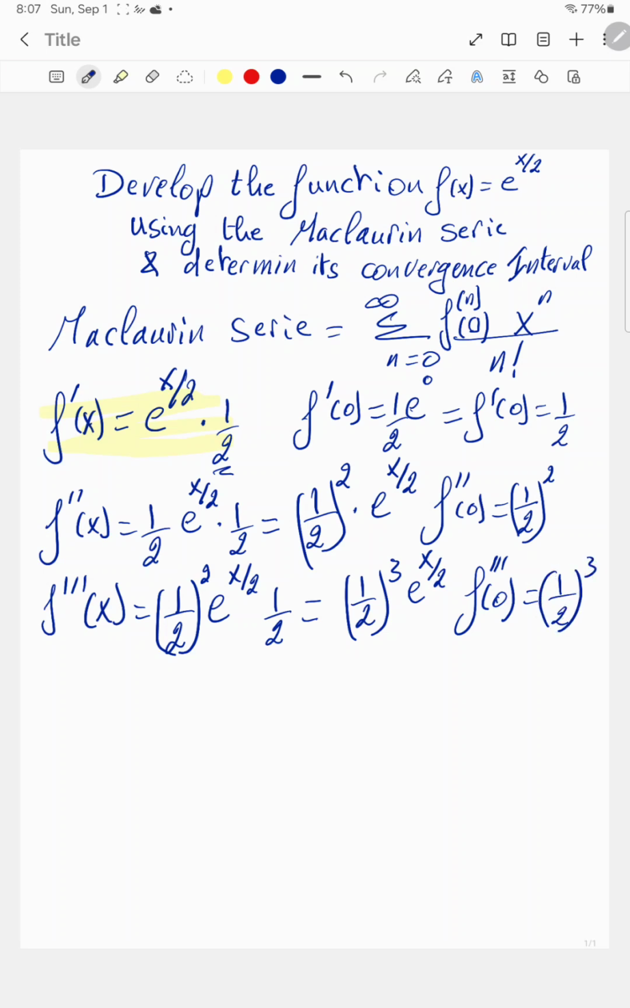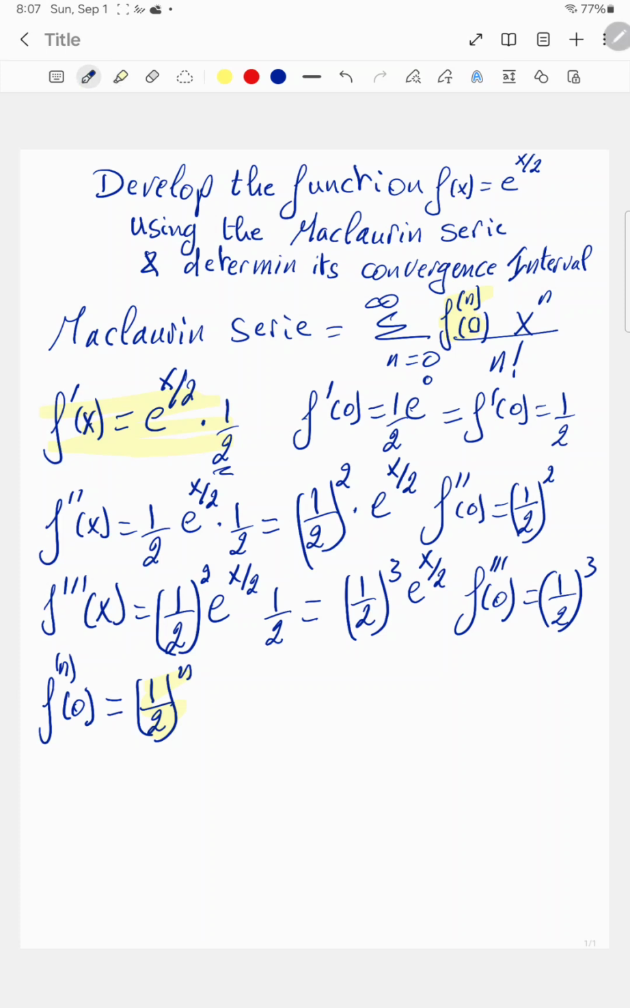So from here, we can deduce the f to the power of n of 0. So the nth derivative of f of x, when we replace x by 0, should be 1 divided by 2 to the power of n. And so now I have this for the first term of the Maclaurin series, the nth derivative of f at 0. So I have it now.